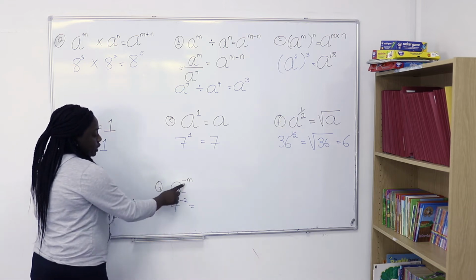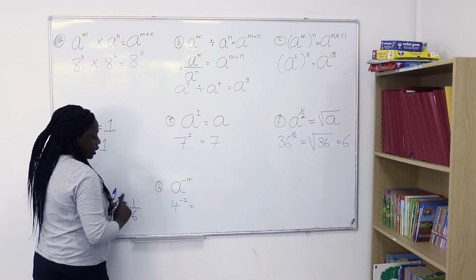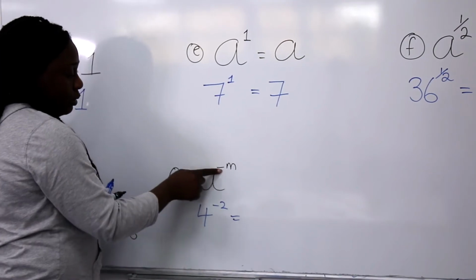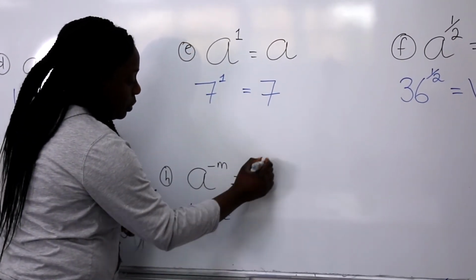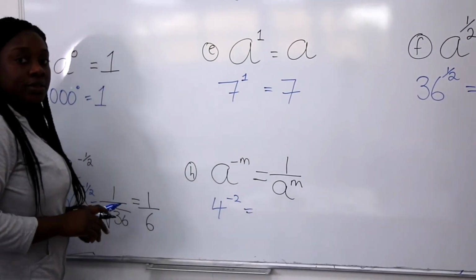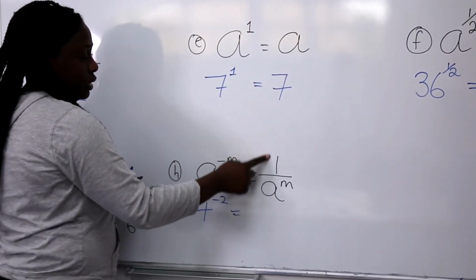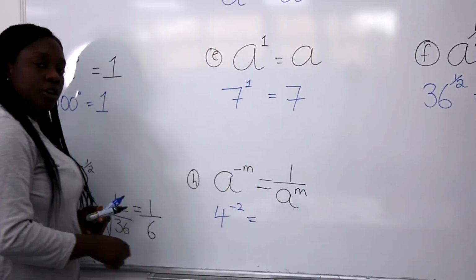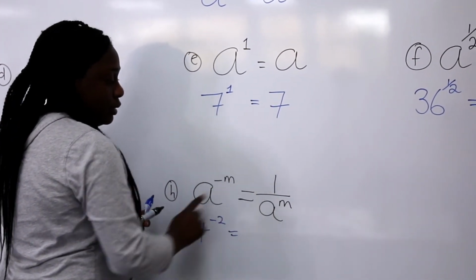The last rule is when we have something to the power of a negative power. When you have a number to the power that is a negative, we stick a 1 on top and the negative disappears. That's right. When we have a negative power, we stick a 1 on top, which we can call the reciprocal, and the minus disappears.